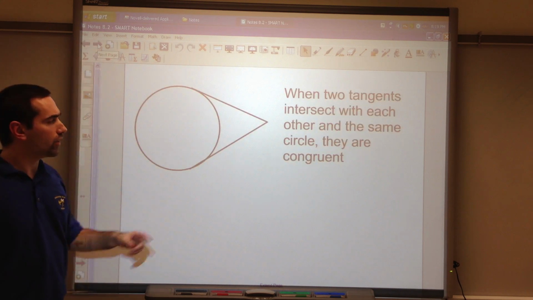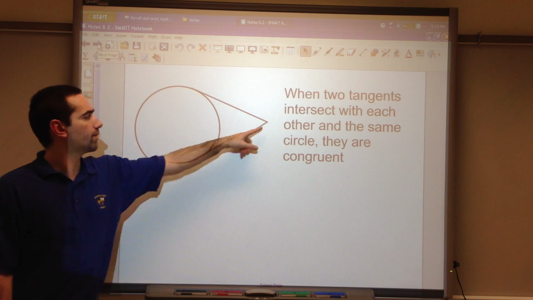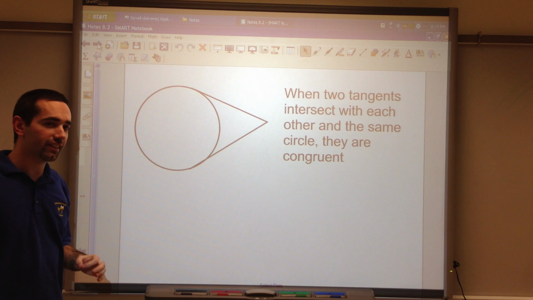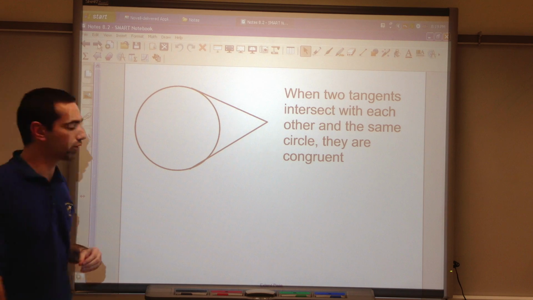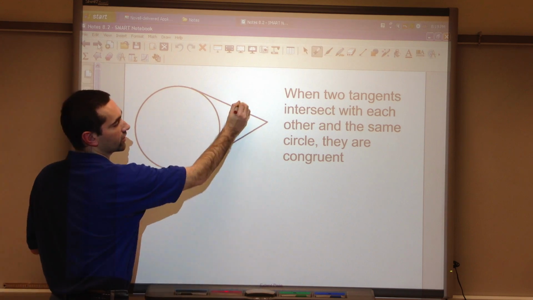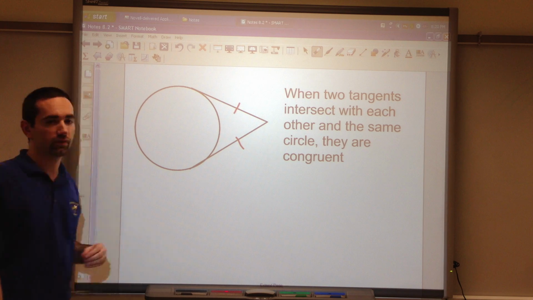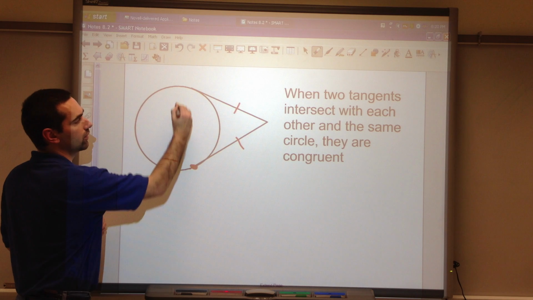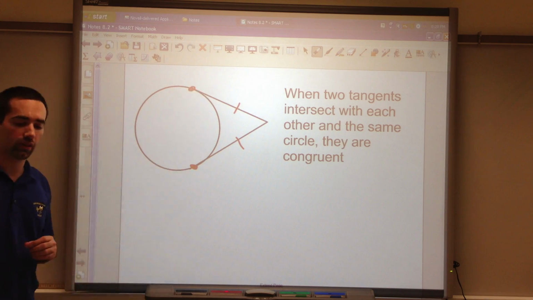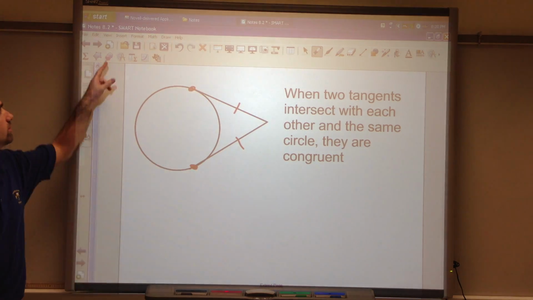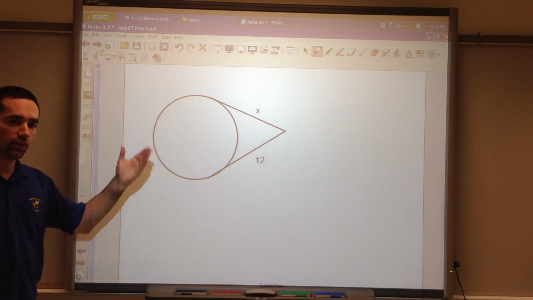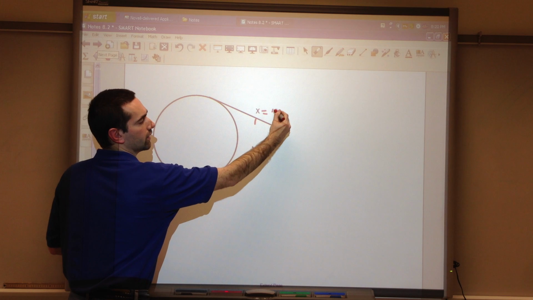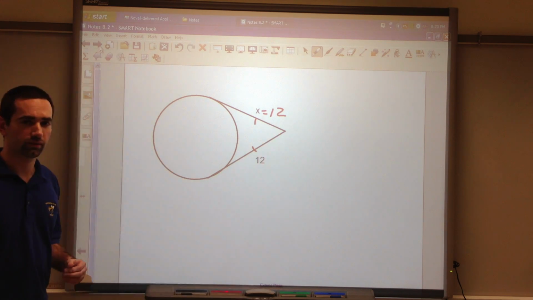Property here. When two tangents intersect with each other and the same circle, they are congruent. So this tangent is congruent to this tangent. And remember, tangents only touch the circle at a single point. So here, they're congruent. X is 12.